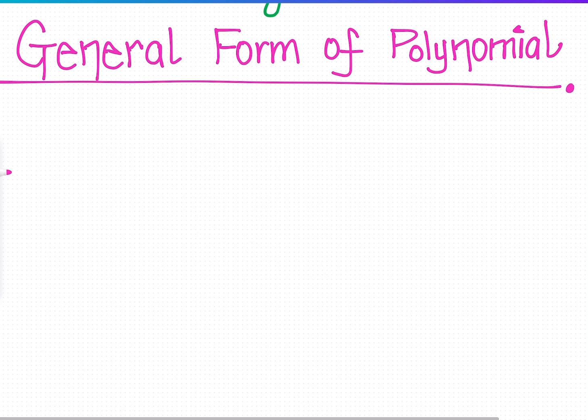So for the general form of a polynomial, it's very important to know that we write it like p of x, like a function. So basically it means that this is a polynomial in the variable x. That is the meaning of it.